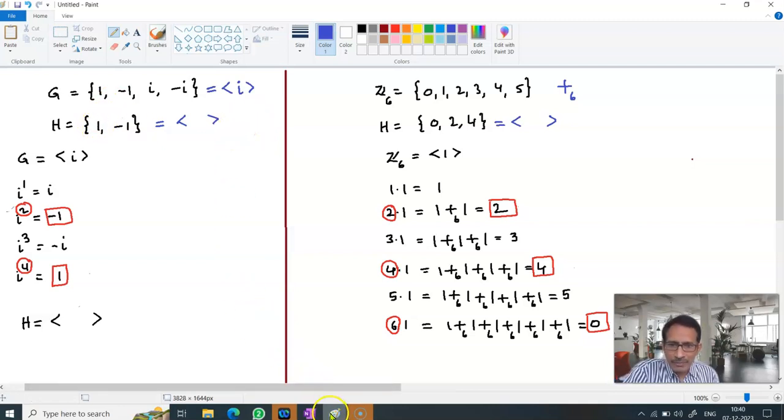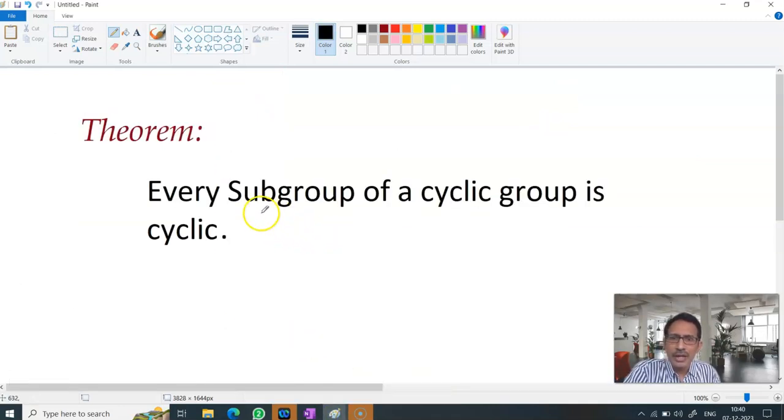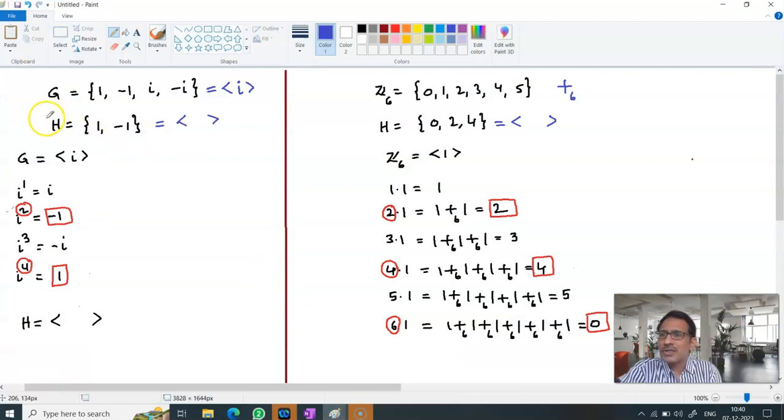Now what is our aim? Our aim is to prove that every subgroup of a cyclic group is cyclic. Therefore, what we wish to prove is that H is also a cyclic group. What do you mean by cyclic group? So H should be generated by some element. That element should be from H only. Please remember, right? It should not be i, because i does not belong to H.